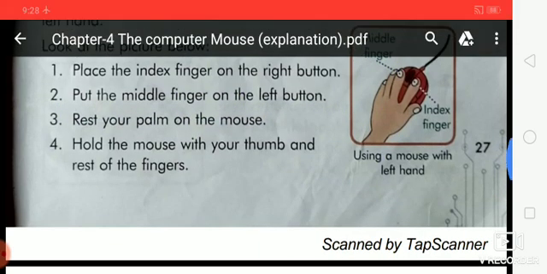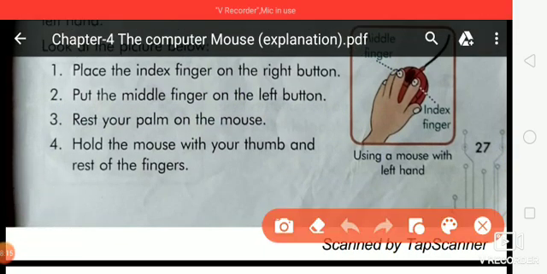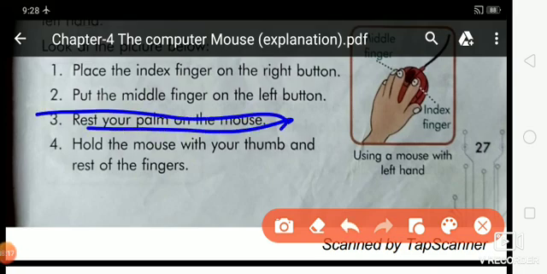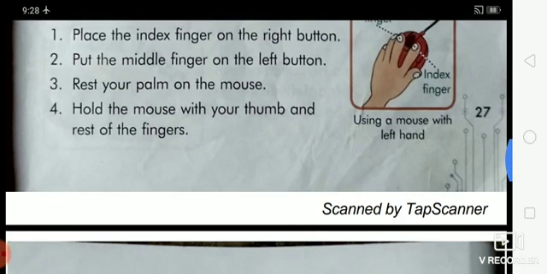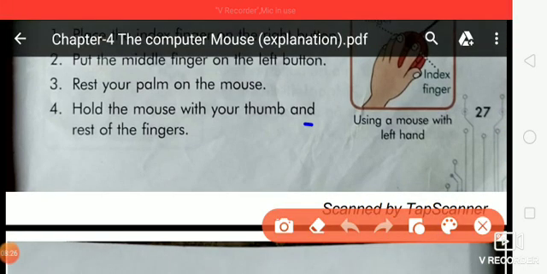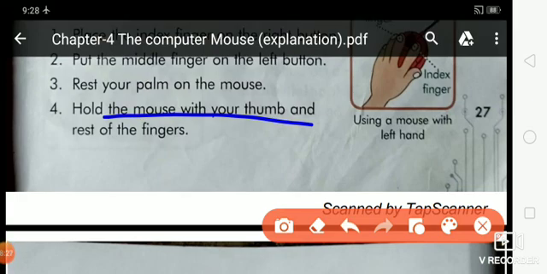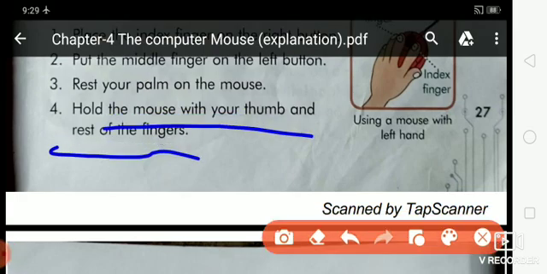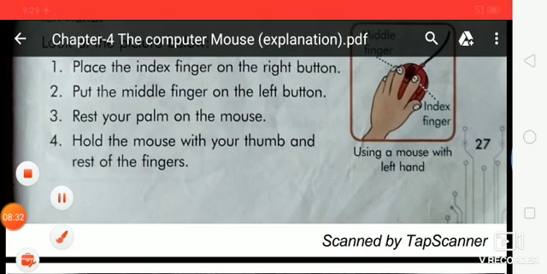Rest your palm on the mouse, okay. To hold the mouse, hold it with your thumb and the rest of the fingers, okay. You have to place your palm on the mouse and hold the mouse with the help of your thumb and rest of the fingers, okay.